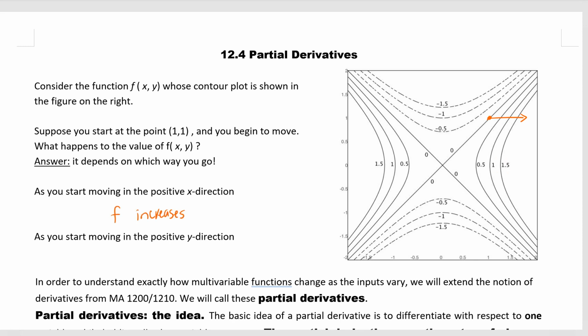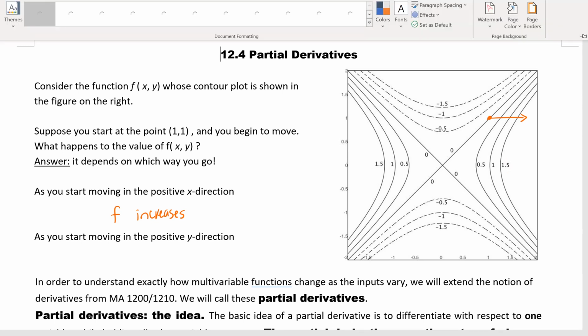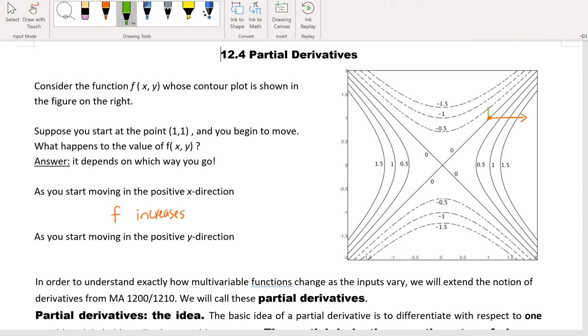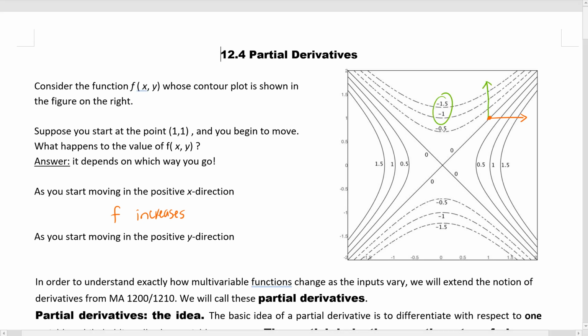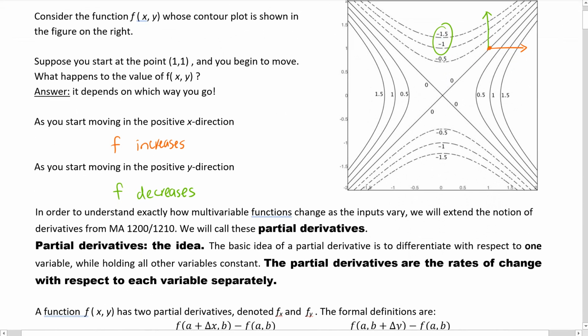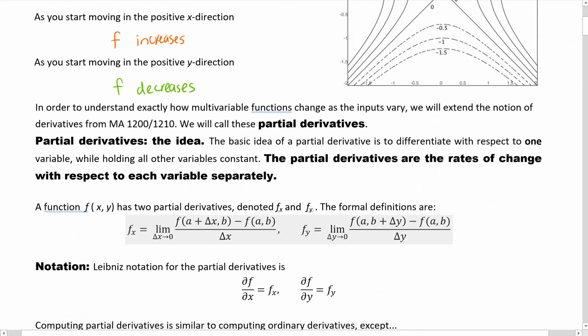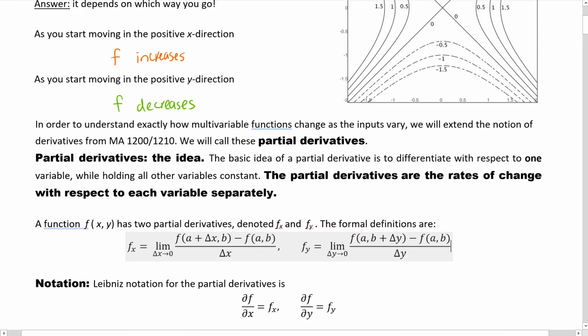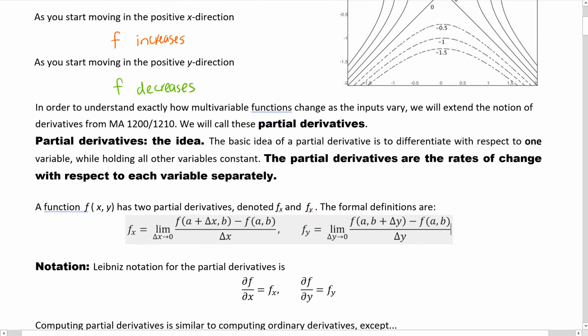If we start to move in the positive y direction, what happened? Okay, so if we move in the positive y direction, you can see the numbers getting smaller, smaller, smaller. So f decreases. So in order to understand exactly how multivariable functions change as the input varies, we will extend the notions of derivatives from Calculus 1 and Calculus 2. We will call these partial derivatives.